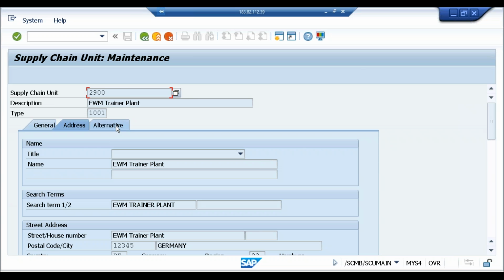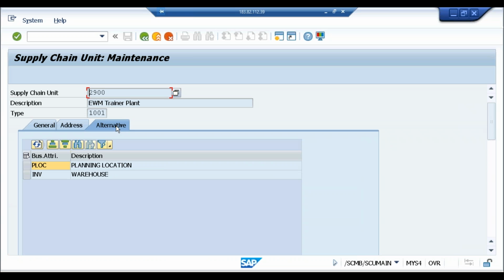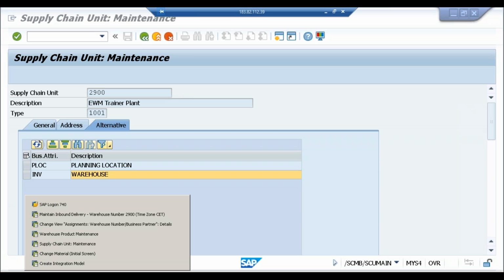Further, whenever we have a warehouse, the role is captured. INV is a business attribute of the warehouse. This particular supply chain related business attribute is the warehouse. We'll create this one, and then it will be assigned to the warehouse number.